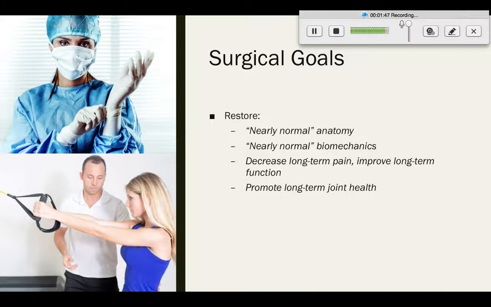The primary goals with surgical intervention are to attempt to restore nearly a normal anatomy and biomechanics, and in doing so the hope is that we are decreasing long-term pain and improving long-term function.